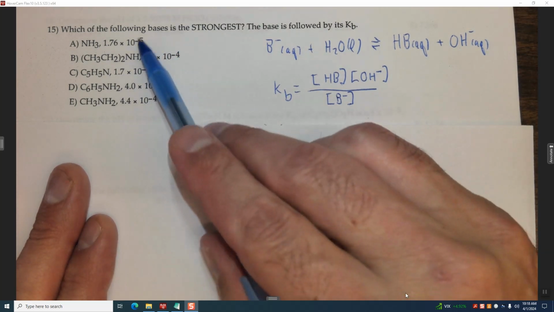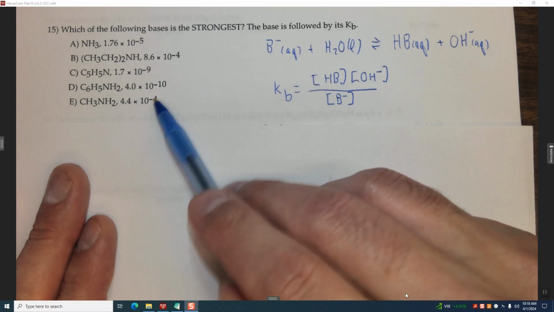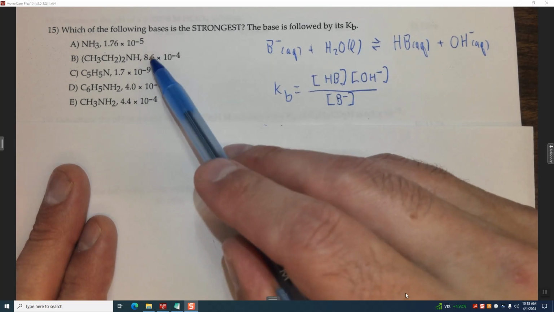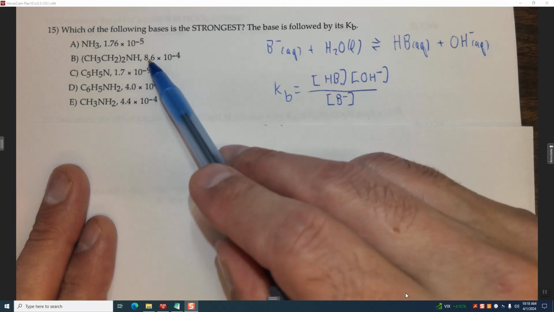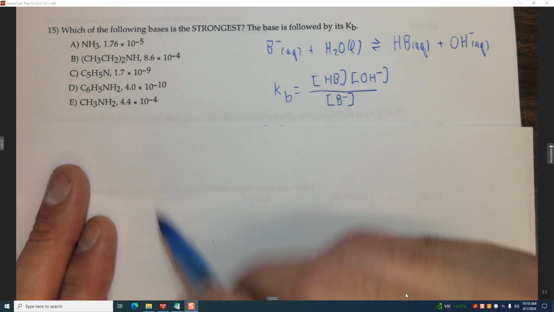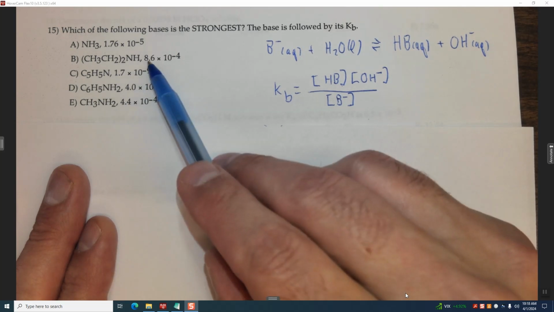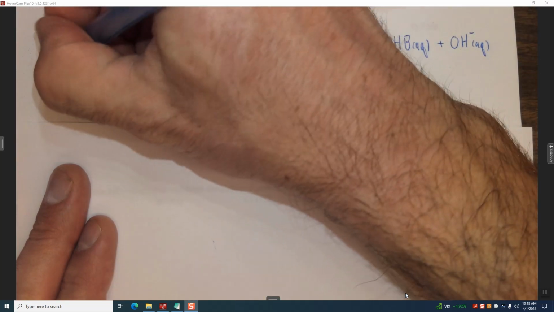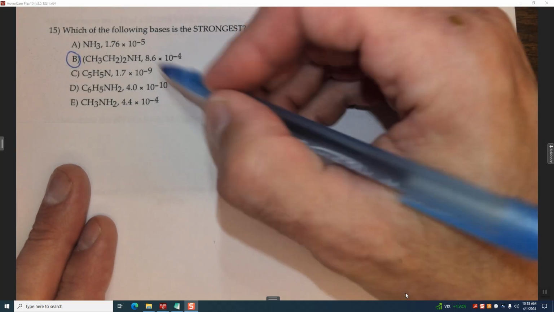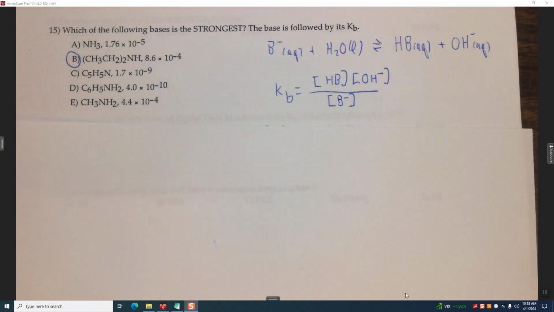So if you look here, first look at the exponents. Negative 4 is the largest value. Then if you have a tie, it's just whichever one is the larger number. So 8.6 times 10 to the minus 4 is bigger than 4.4 times 10 to the minus 4 because 8.6 is bigger than 4.4. But note, that's only when you have a tie in the exponents. If you're at minus 5 or minus 9 or minus 10, these are all much smaller numbers.